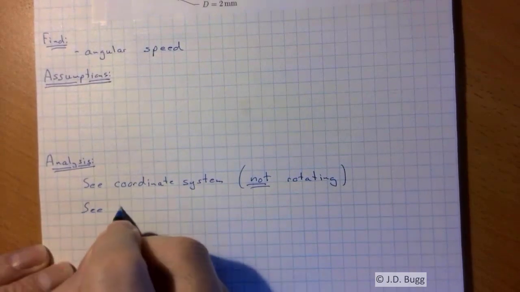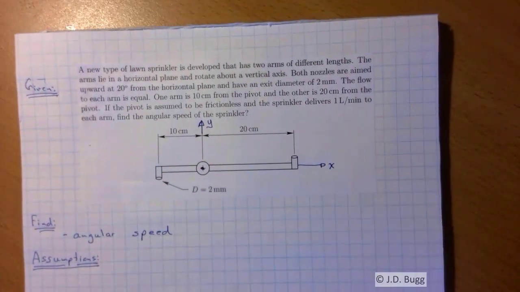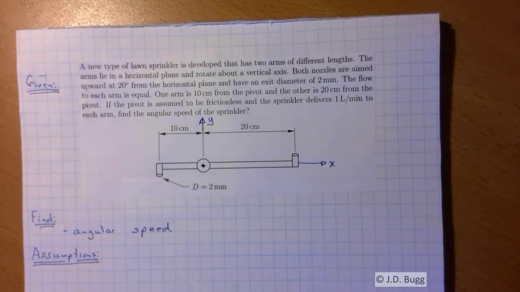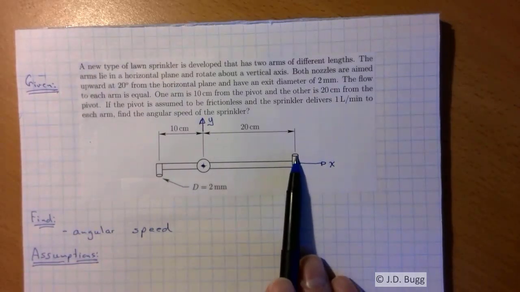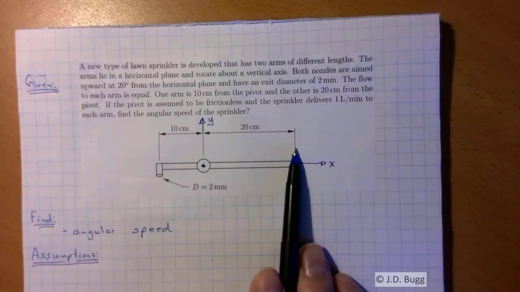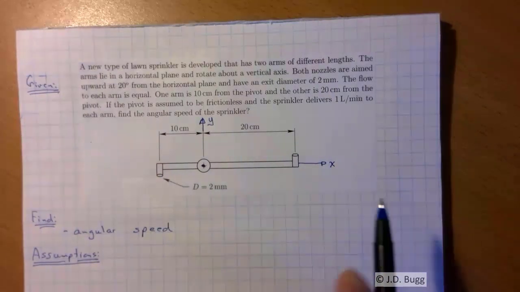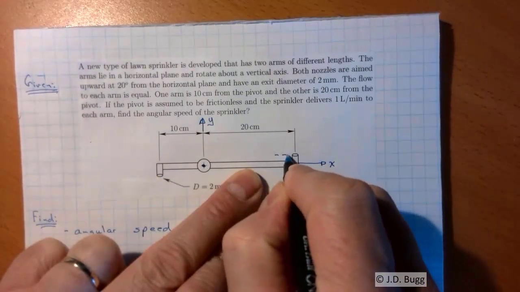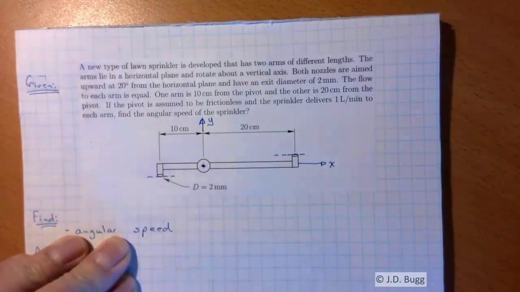Now we're also going to draw a control volume. I go back to the diagram. The principle of choosing a control volume is to place the control surface at places where you know things. Realize we know the exit diameter of these nozzles, we know the volume flow rate going out of them, and we know the angle they're pointing at. So these two exits are going to be important in our control volume analysis. I'm going to have my control volume slice across those two exits, like that.